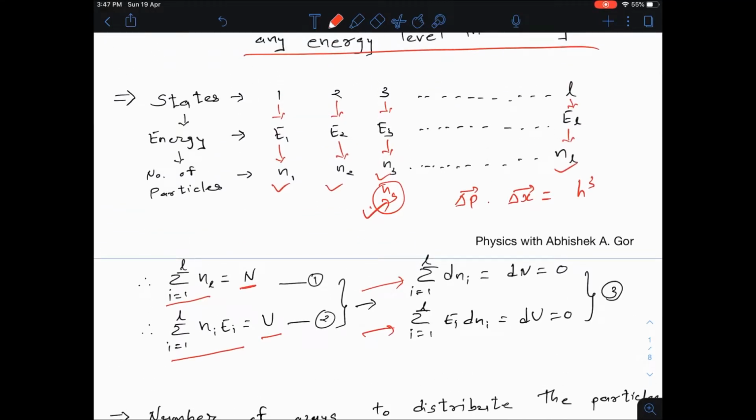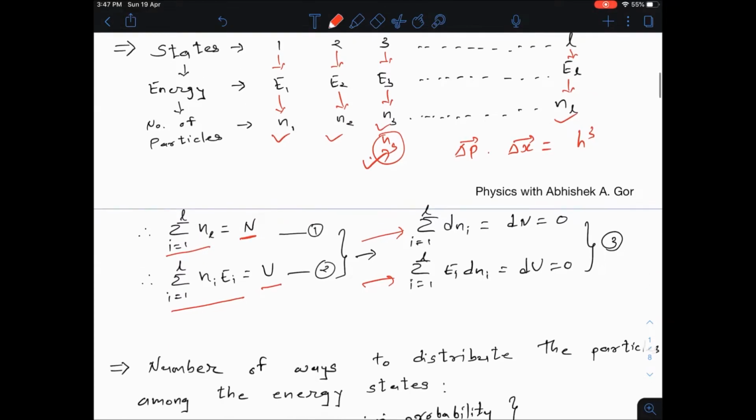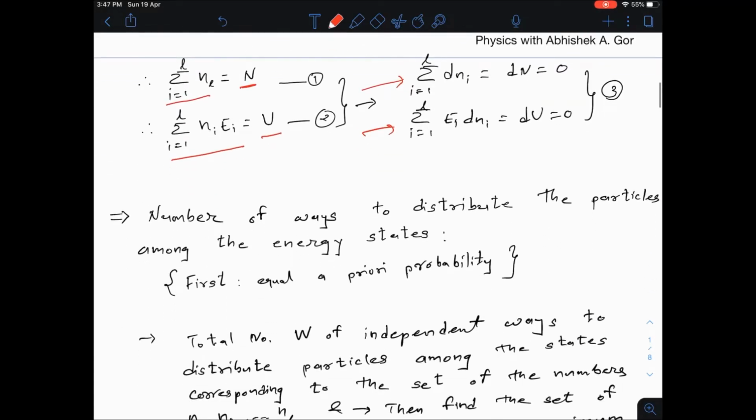So now the next thing we want to do is, we have available states, we have available energies, and we have the number of particles in those states, right? So now we want to distribute these particles in the available energy states. There are a number of ways to distribute the particles among the energy states, right? So in other words, what we are going to do is, the probability is nothing but permutability.